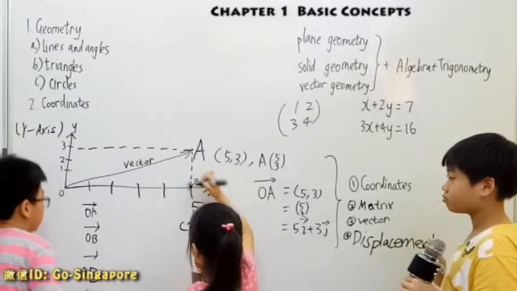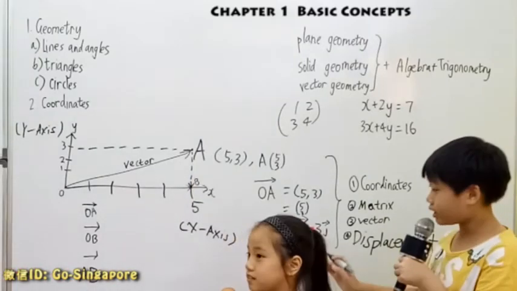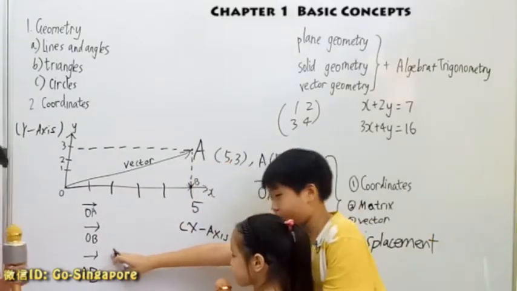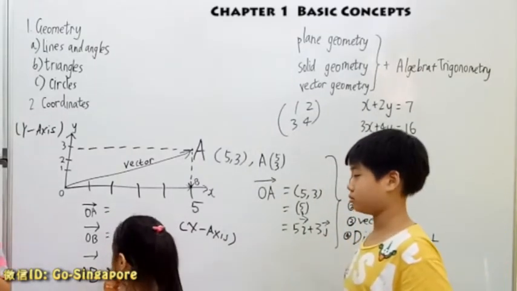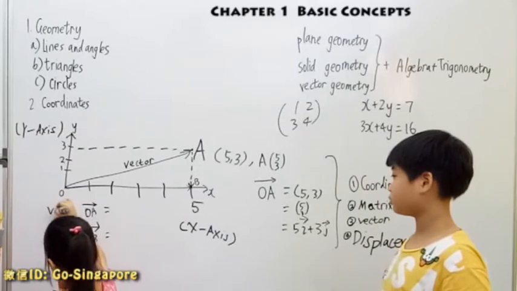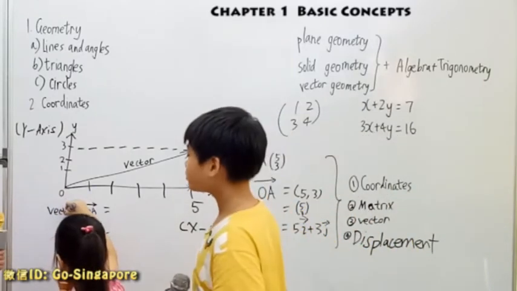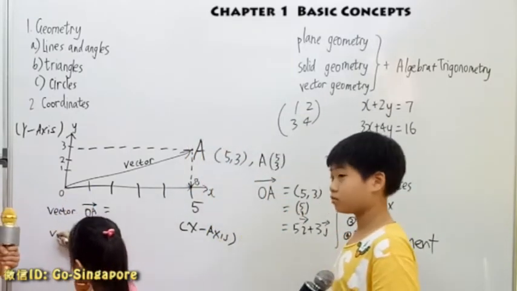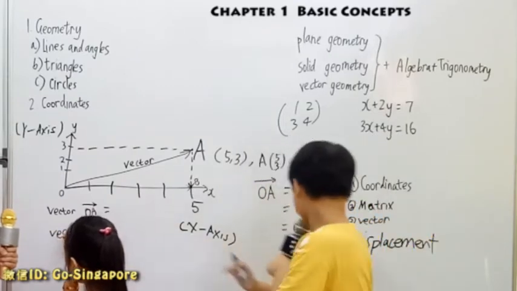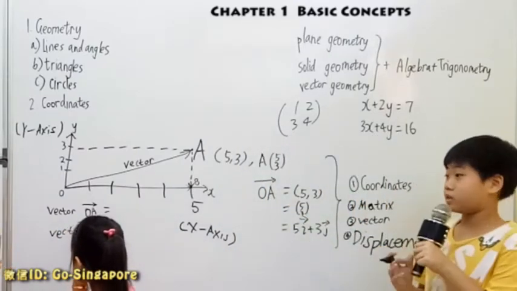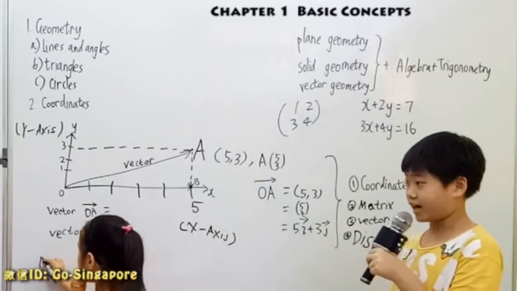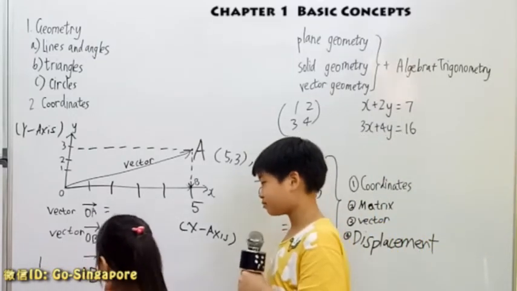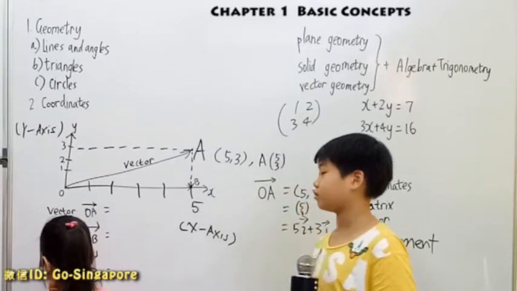If you say AB, it will be like this, right? Yes, AB. We follow this direction, right? Yes. So actually, this is a vector. Okay, so we have two types. We have the displacement vector, and we also have the position vector. Yes. What kind of vector is this?